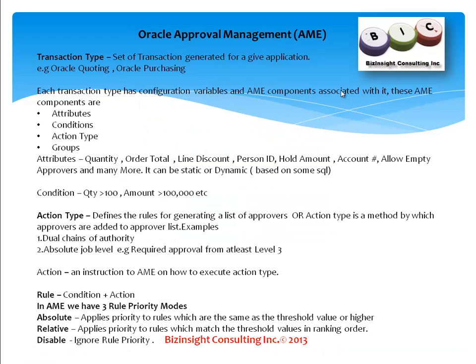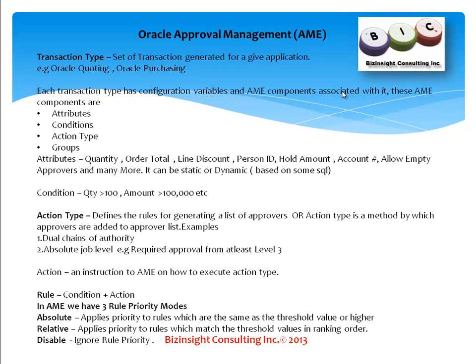To begin with approval management, at the top level we have a transaction type, like Oracle quoting, purchasing, or a custom application transaction type. And each transaction type has some attributes associated with it, or has components. Transaction types have attributes like quantity, order total, line discount, person ID. I can say, for example, if the quantity is greater than 100, I want to use the approval list where the approval level should be manager and above.